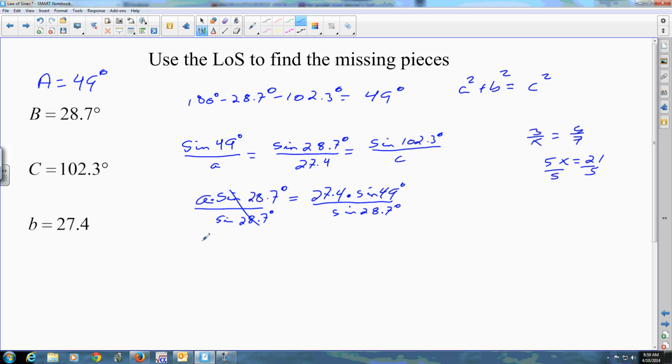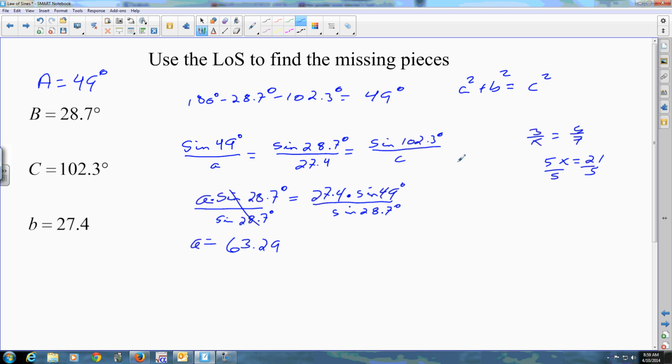This cancels out, and I have A is equal to, so you just grab your calculator and type it in. That will be 27.4 times the sine of 49 divided by sine of 28.7. And you end up with A is about 63.29. Okay, now I've got to find side C.